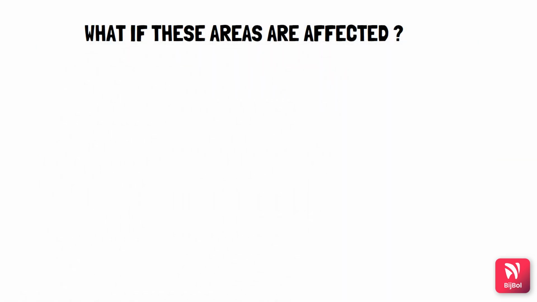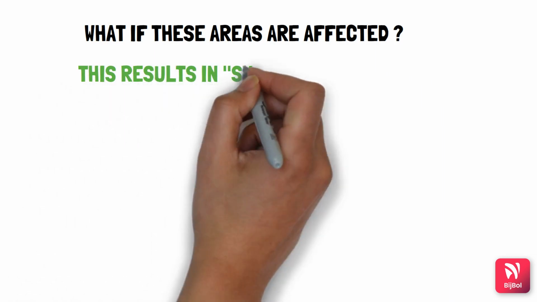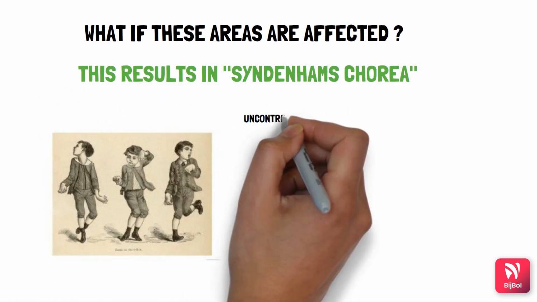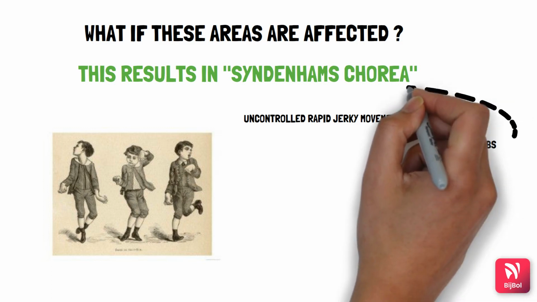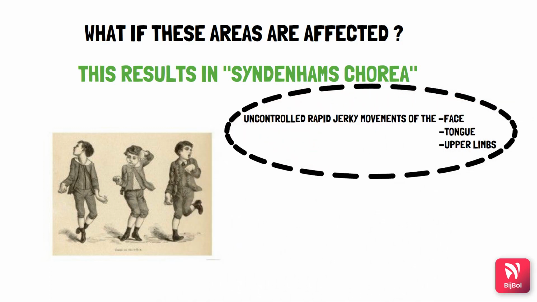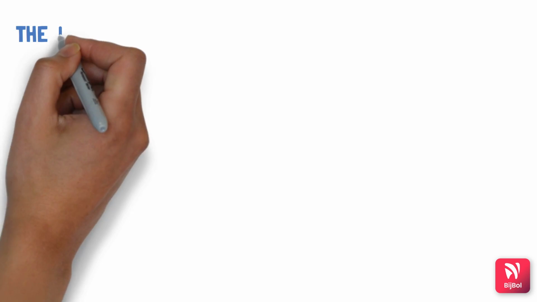If these areas are affected, which generally occurs in 3% of the cases, this results in Sydenham chorea. In Sydenham chorea, there are rapid, uncontrolled jerky movements of the face, tongue and upper limbs.